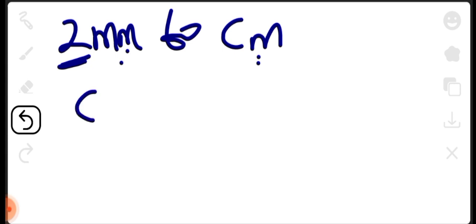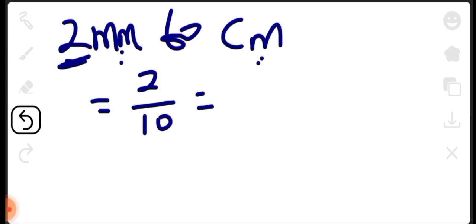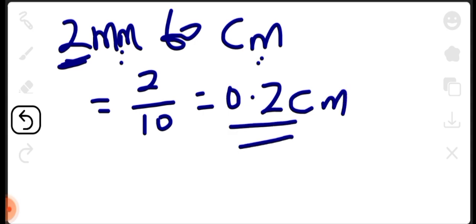So the answer in centimeters will be equal to, let me just write it. This conversion will be equal to, you divide the 2 by the relationship between millimeters and centimeters, which is 10. That is 0.2 centimeters. So that is the answer. It's as simple as that. It's very simple.